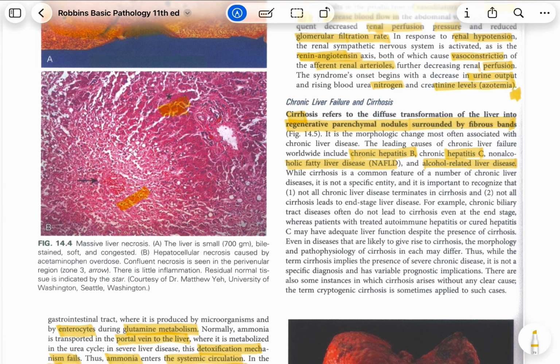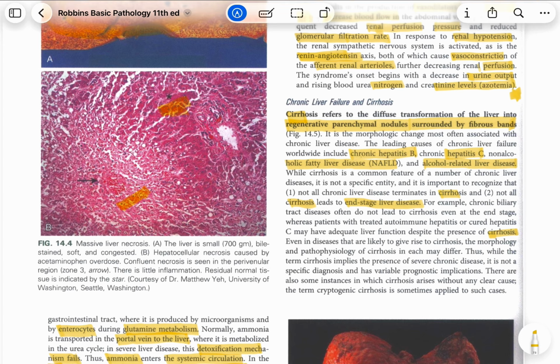While cirrhosis is a common feature of a number of chronic liver diseases, it is not a specific entity, and it is important to recognize that not all chronic liver disease terminates in cirrhosis, and not all cirrhosis leads to end-stage liver disease. For example, chronic biliary tract diseases often do not lead to cirrhosis even at the end stage, whereas patients with treated autoimmune hepatitis or cured hepatitis C may have adequate liver function despite the presence of cirrhosis. Okay, so this is not mandatory.